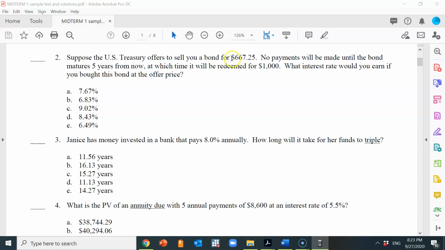Okay, so we have the current bond price. We know the bond maturity, 5 years. We know it's a 0 coupon bond. We know the par value is going to be 1,000 as the future value. We want to know the yield to maturity or interest rate. We're solving for I when we already know PV, FV, and payments. So we can just use our time value worksheet.